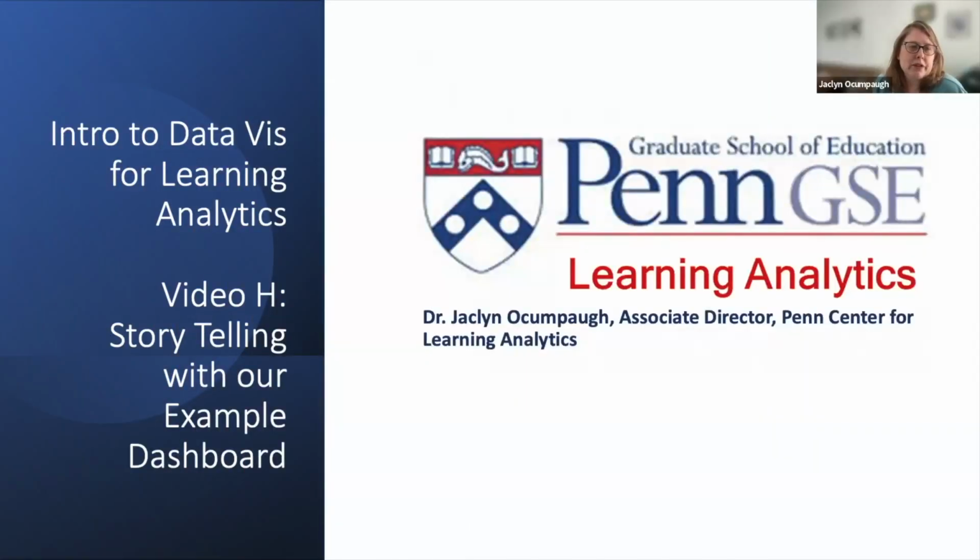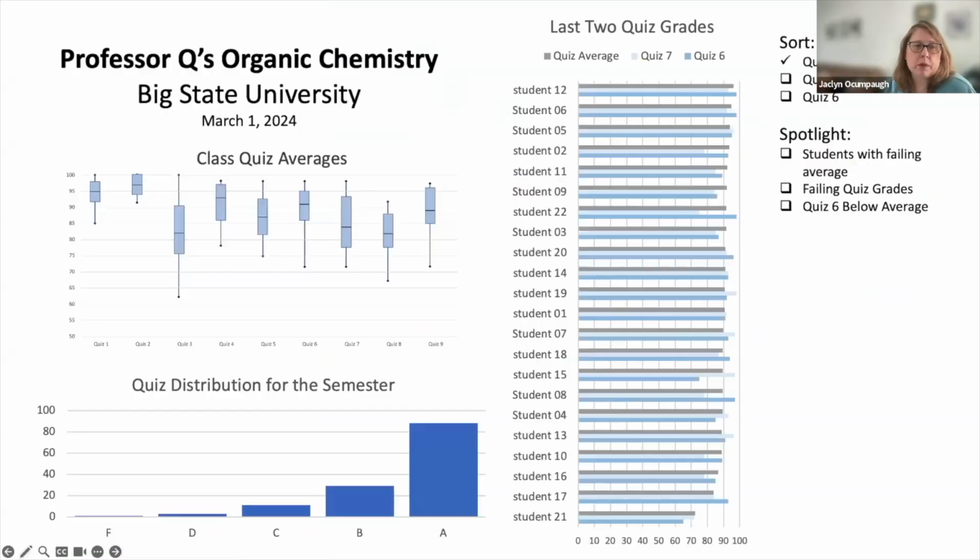Welcome back. We're going to try storytelling with our example dashboard. And this time we're going to look at some data that we might not typically have access to explain the learning and performance measures that we have within this dashboard. If you remember, we're looking at Professor Q's organic chemistry class, and Q's clearly an anonymized label here, at Big State University. And we've got the cleaned up version of this, right?